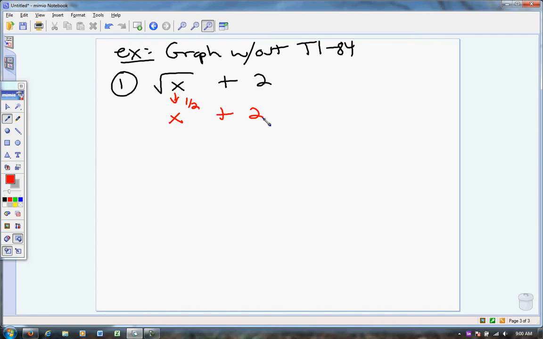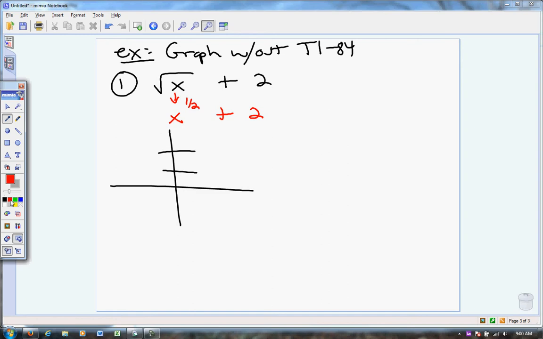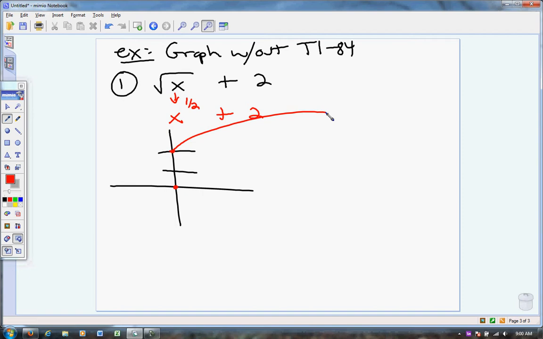So we said when I have that plus 2 outside of the power, all I do is move the base function up 2 units. So instead of being down here, it's going to start right here and go like that. All right?